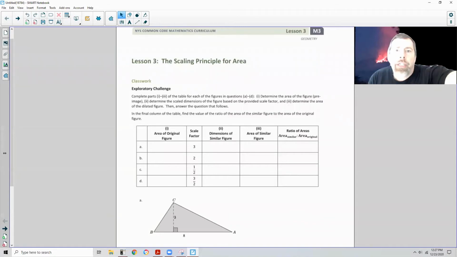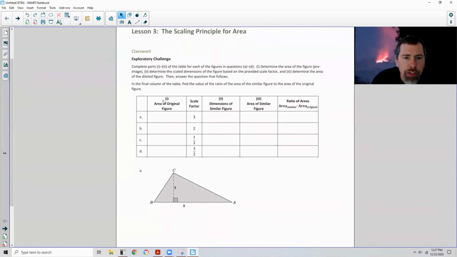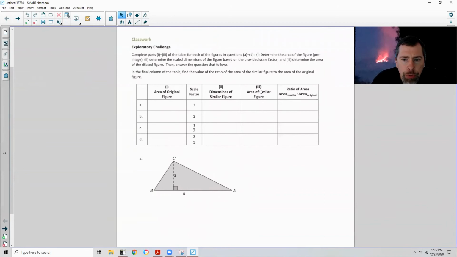Hello, lesson 3. Hello, scaling principle for area. The scaling principle. Classwork Exploratory Challenge. Complete parts 1 through 3 of the table. 1, 2, 3.